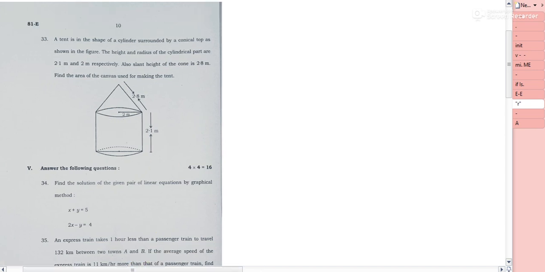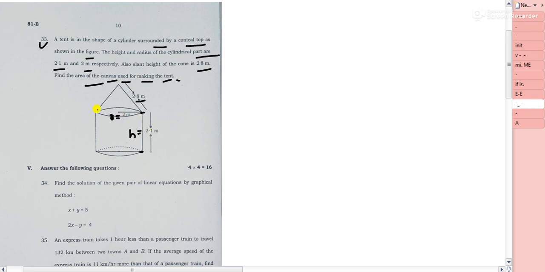Okay, so let me solve this question. A tent is in the shape of a cylinder surmounted by a conical top. Okay, so this is cylinder and this is a conical top as shown in the figure. The height and radius of cylindrical parts are 2.1 and 2. So height, this is height h, and this is radius 2 respectively. Also slant height is 2.8 meter. Find the area of the canvas used for making this tent.